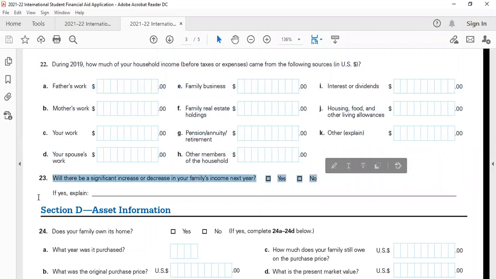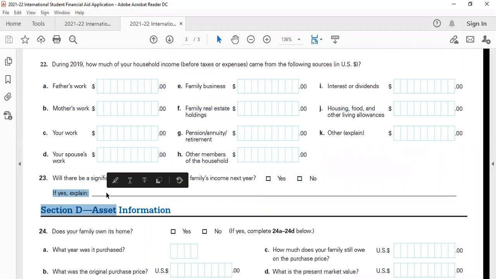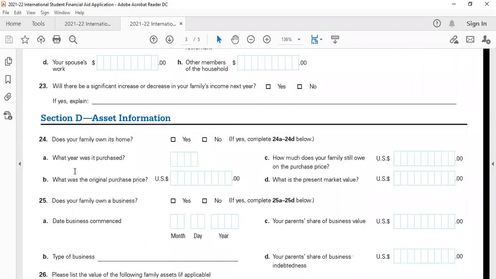Will there be a significant increase or decrease in the family income next year? Of course, you need to mention if in the upcoming cycle you expect that this amount is going to increase or decrease significantly for any reason, maybe a loss of job or treatment of any disease of a family member, something like that.